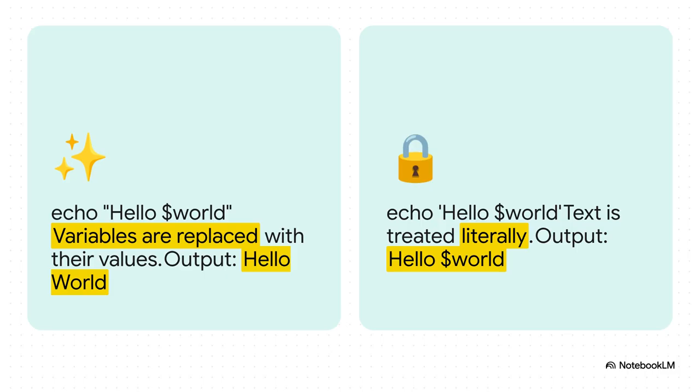The type of quotes you use in bash really matters. Double quotes are kind of weak. They let bash peek inside and replace any variables with their values. That's how we get hello world. But single quotes, they're strong. They tell bash to treat every single character inside them literally. No peeking. That's why you get the $ sign and the word world printed out. Remember that difference. It's going to save you a lot of headaches.